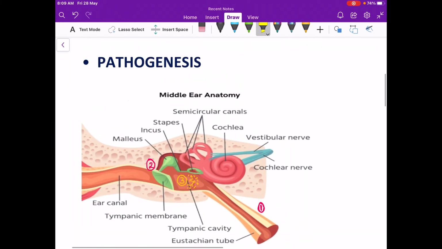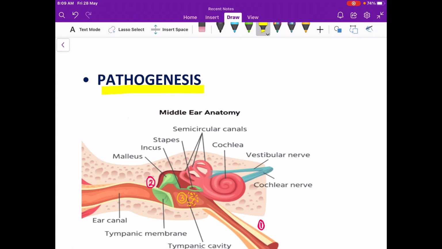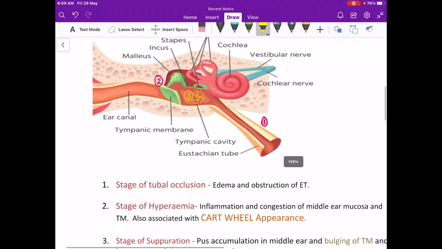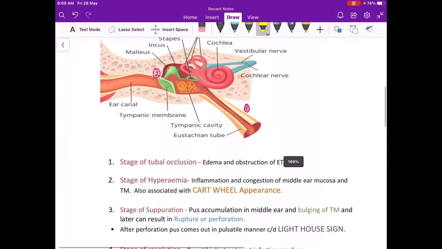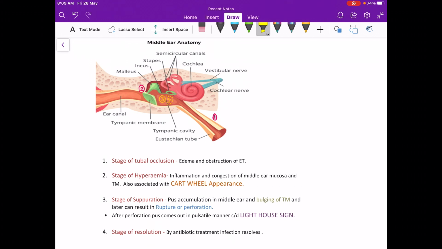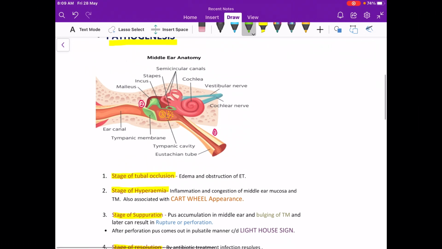Now we will see the next part, the pathogenesis. In pathogenesis there are 4 stages: the stage of tubal occlusion, the stage of hyperemia, the stage of suppuration, and the stage of resolution. These 4 stages are there, and we will see what they mean. First you have to see the diagram.